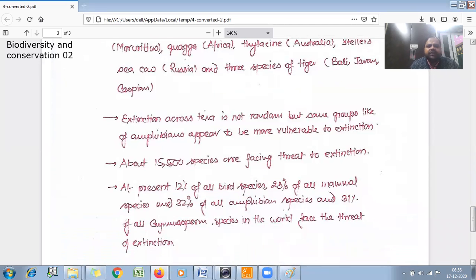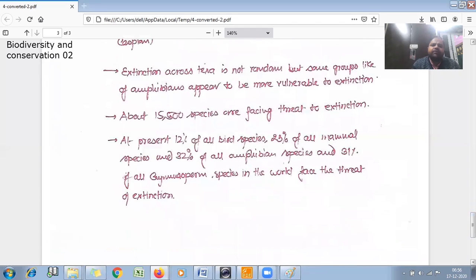Extinction across taxa is not random, but some groups like amphibians appear to be more vulnerable to extinction, and about 15,500 species are facing the threat of extinction. At present, 12% of all bird species, 23% of mammal species, 32% of all amphibian species, and 31% of all gymnosperm species in the world face the threat of extinction. So there is a need to conserve this biodiversity.